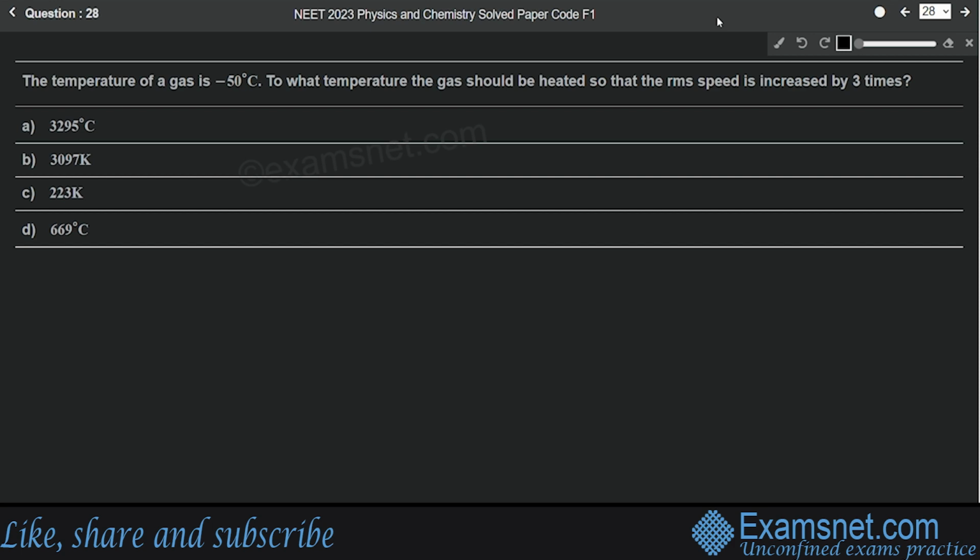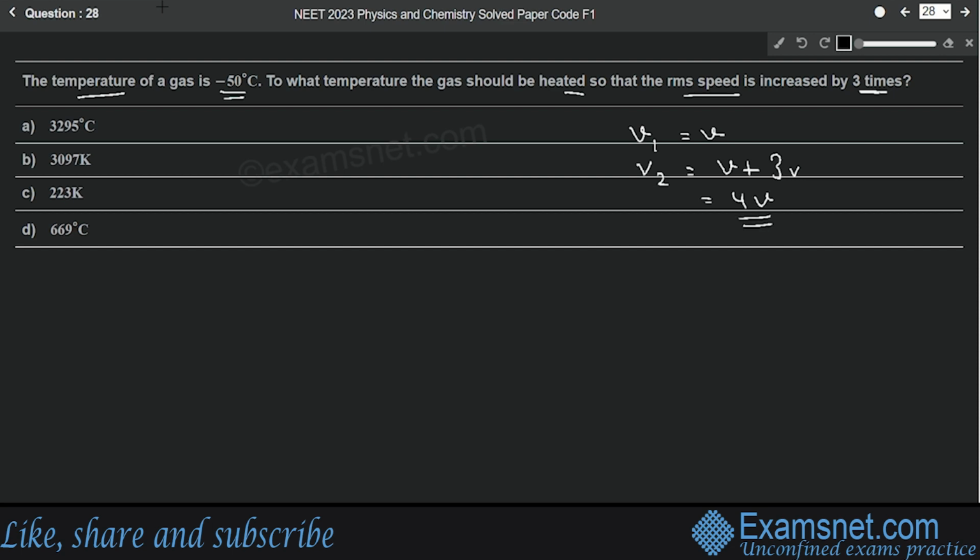Question number 28 is from the chapter Kinetic Theory of Gases, and the question is, the temperature of a gas is minus 50 degrees Celsius. To what temperature should the gas be heated so that the RMS speed is increased by 3 times? Okay. So here if the initial RMS speed, that is V1, is V, then it is given that it is increased by 3 times. Okay. So what will be the final RMS speed, that is V2? It will be initial speed plus the increase in the speed, that is V plus 3V, that means the final speed will be 4V.